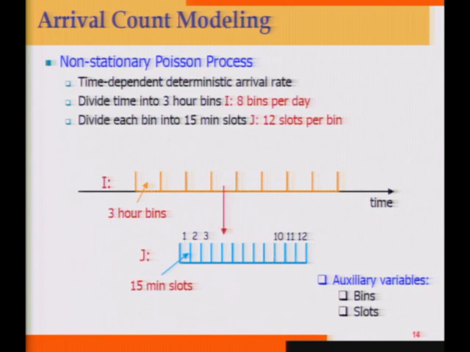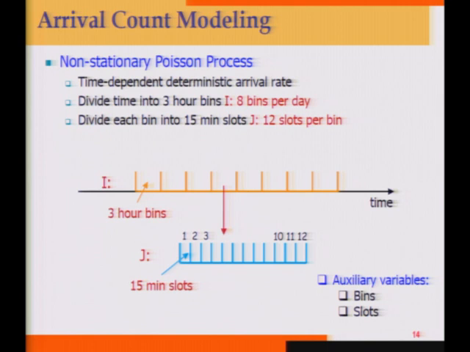And with that, we went ahead and said, okay, let's break down a day into 8 bins, because we saw there are 8 clusters. So assume this is a day. We have 8 bins, so each bin is 3 hours. And each of these bins is again divided into 15-minute slots, so within 3 hours we would have 12 slots.